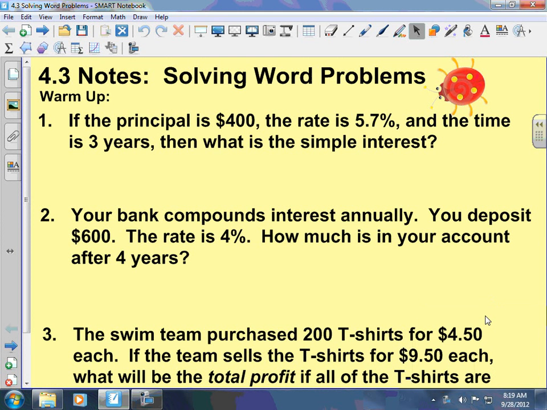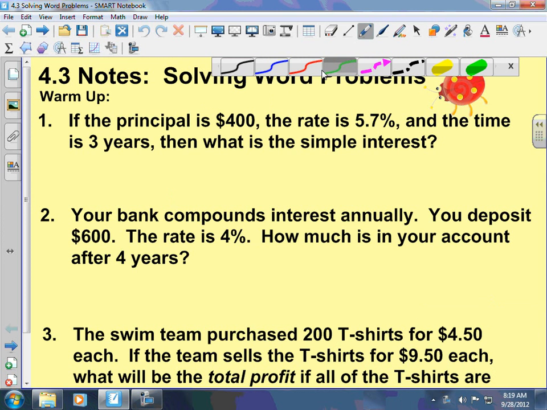This is lesson 4.3, solving word problems. We are going to go over the warm-ups, so go ahead and pause the video, and then once you're done with the warm-ups, go ahead and restart it.